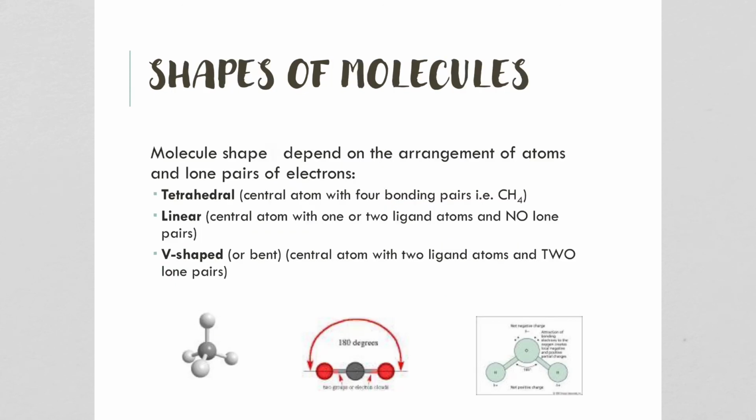In our next lesson, we're going to spend quite a bit of time determining the shapes of molecules and learning some of the exceptions to the octet rule. But right now we'll just touch a little on how we determine the shapes of molecules. Molecule shape depends on the arrangement of the atoms in the molecule and then lone pairs of electrons. So we'll talk about 3 today, but we'll talk about more in our next lesson. So tetrahedral means you have a central atom with 4 bonding pairs around it. The example in this one is methane, so CH4. So this would be tetrahedral.